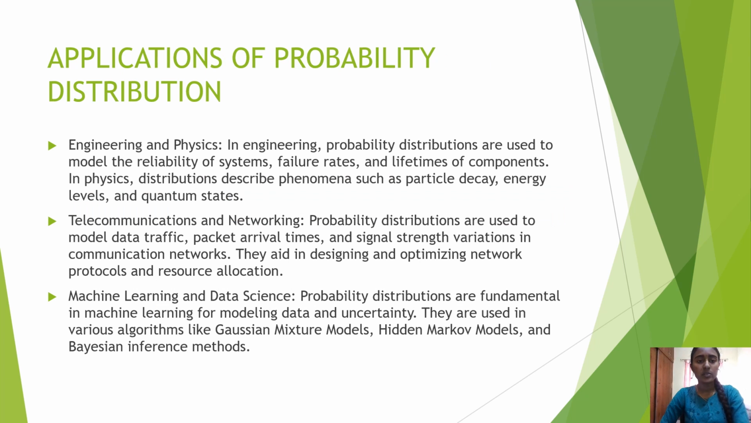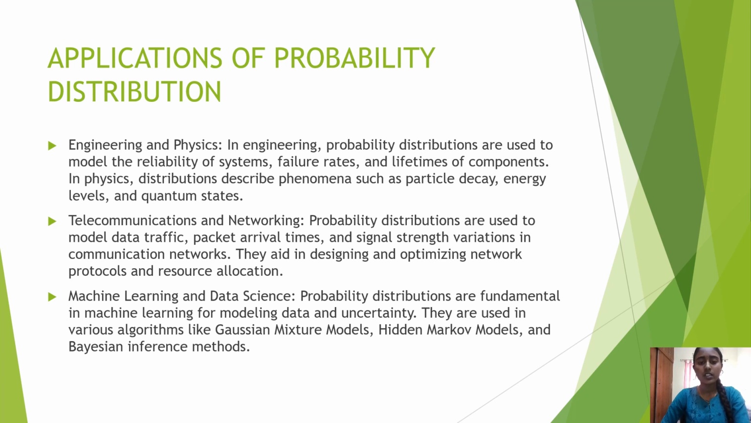Applications of probability distribution. Engineering and physics. In engineering, probability distributions are used to model the reliability of systems, failure rates, and lifetimes of components. In physics, distributions describe phenomena such as particle decay, energy levels, and quantum states. Telecommunications and networking. Probability distributions are used to model data traffic, packet arrival times, and signal strength variations in communication networks. They aid in designing and optimizing network protocols and resource allocation.